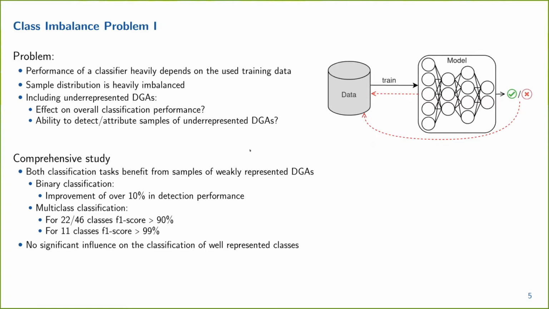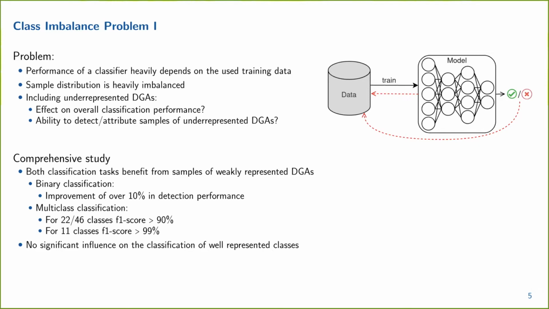The 2 classifiers I have presented to you are deep learning based, and therefore they heavily depend on the used training data. And as you could see in the example of DNS benchmark, the sample distribution is heavily imbalanced. This is why we investigated in SAPPAN whether it is beneficial to include underrepresented DGAs into the training set. And for this, we conducted a comprehensive study, and for both classification tasks, we showed that it is beneficial to include those samples. For the binary classification task, we could improve its detection performance by over 10%.